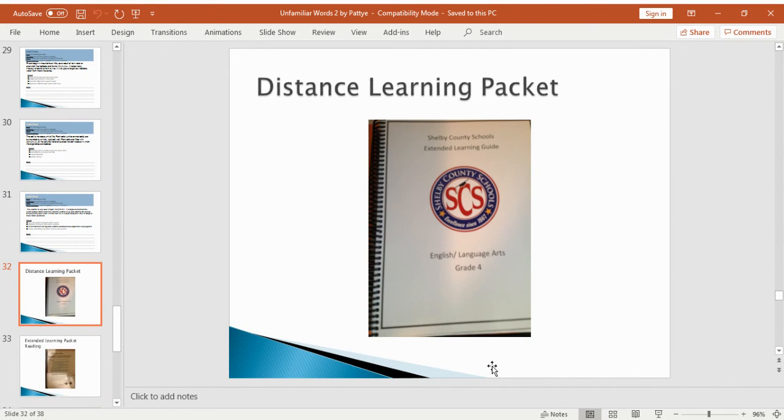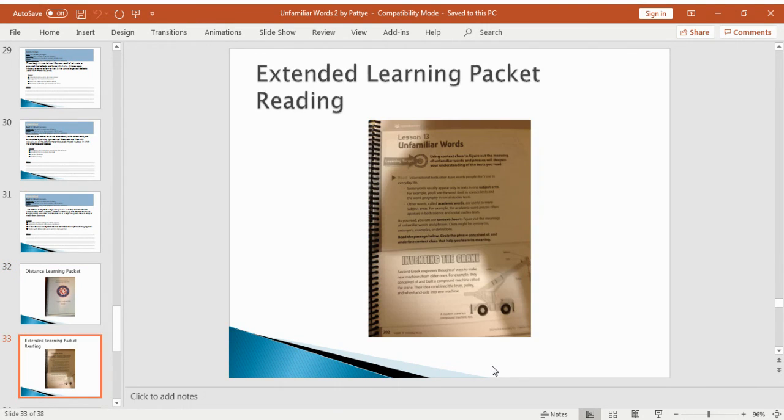To continue with our lesson today in your Distance Learning Packet, in your reading, you are going to do Lesson 13 on unfamiliar words. You will practice some of the skills using context clues that we have gone over today.